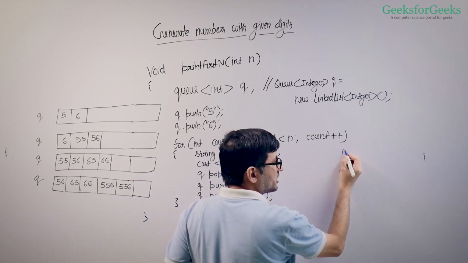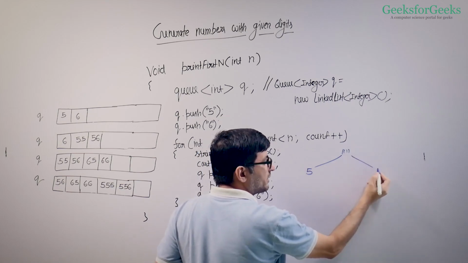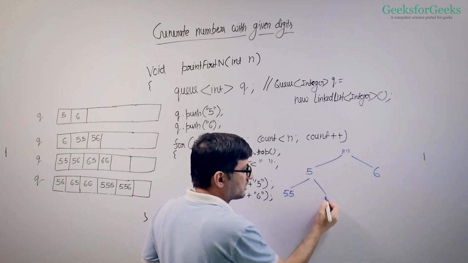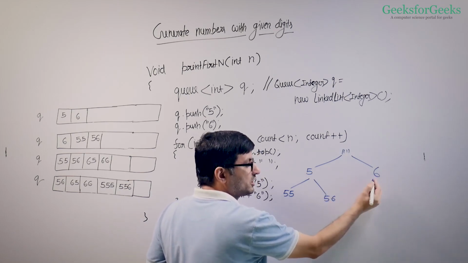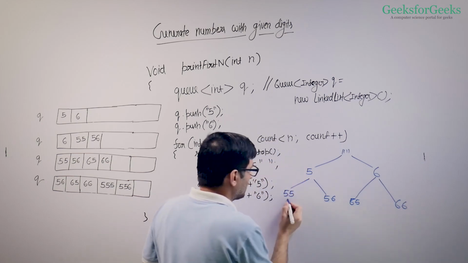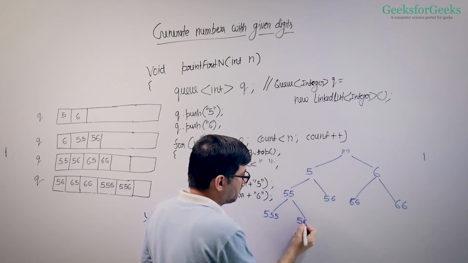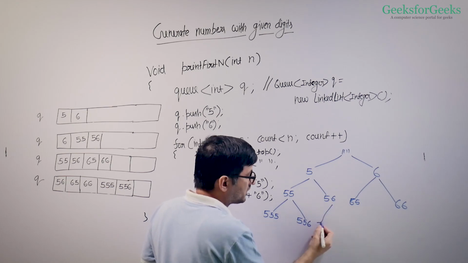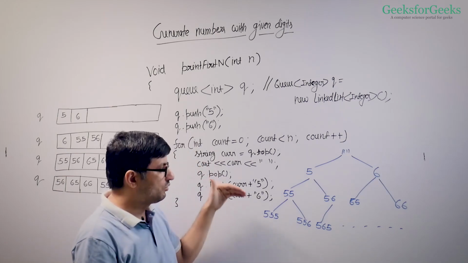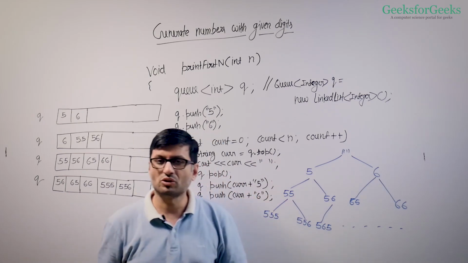So if you look at this approach, you see all the number systems work this way. If you begin with the empty string, then you append 5 to it, then you append 6 to it, then you append 5 to this number, and then you append 6 to this number, 56. Then you append 5 to this number, so you get 65. Then you append 6 to this number, you get 66. Then you append 5 to this number, you get 555. Then you append 6, you get 556. Then you append 5, so you get 565. So if you traverse this tree level by level, you get all the numbers in increasing order.